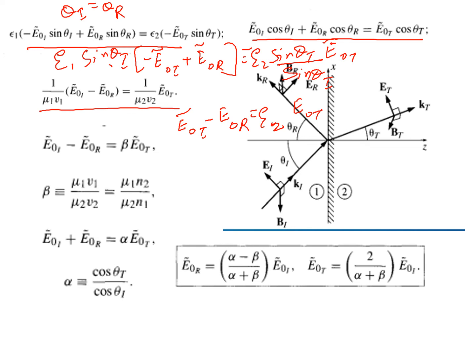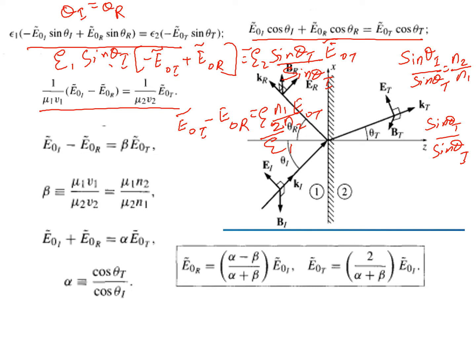We already learned the third law, or the law of refraction, or Snell's law. What is that? Sine theta I divided by sine theta T equal to n2 by n1. Here it is sine theta T by sine theta I, so it will be reversed, n1 by n2. So you can add one n1 by n2 also here. And also one more term, that is divided by epsilon 1, of course. So E0I minus E0R equal to epsilon 2 by epsilon 1, n1 by n2.